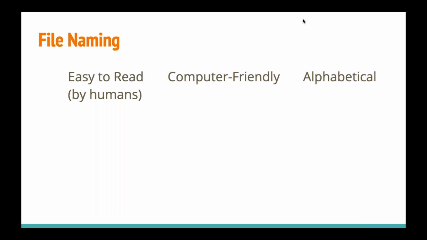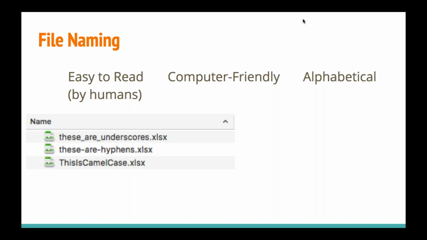Some more good naming principles. You should name your file something that's easy to read by you, an actual human being, as well as computer friendly. So there are certain characters and things that computers don't like in their file names. And you can use alphabetical names as an easy way to stay organized. So to talk about those first two, like I said, there are certain characters that computers don't really like to have in file names. A lot of those special characters, like maybe asterisks or slashes, because computers use those for other things. So most places won't even let you use those.